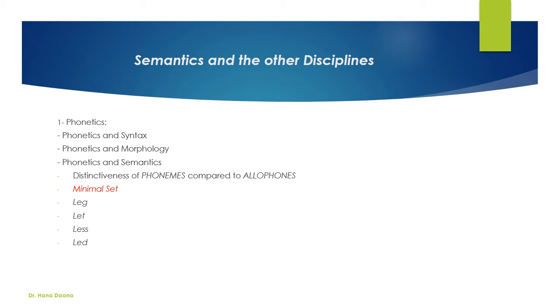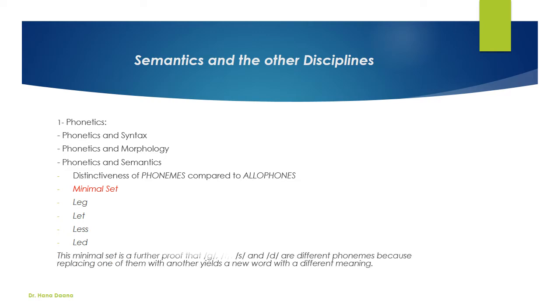Now, we have in front of us four almost identical words except for one sound and in the same position, that is to say, at the end of each word. Replacing the g with t would lead to a change in the meaning of leg. Replacing the t with an s would lead to a change in the meaning of let. Replacing the s with a d would lead to a change in the meaning of less.